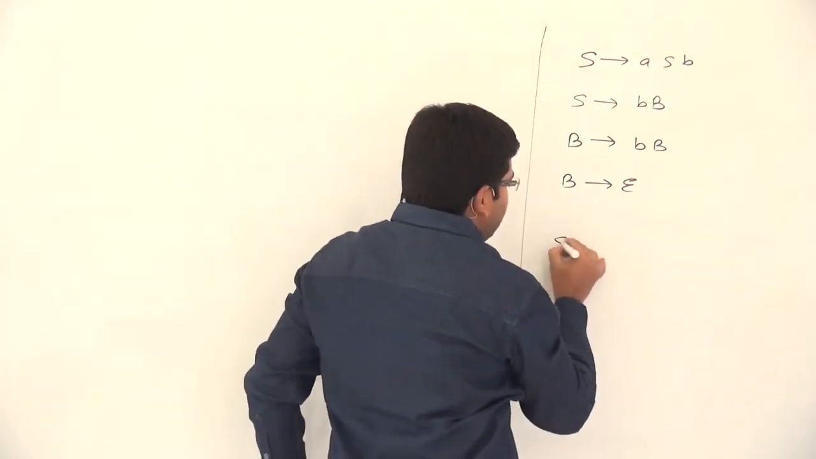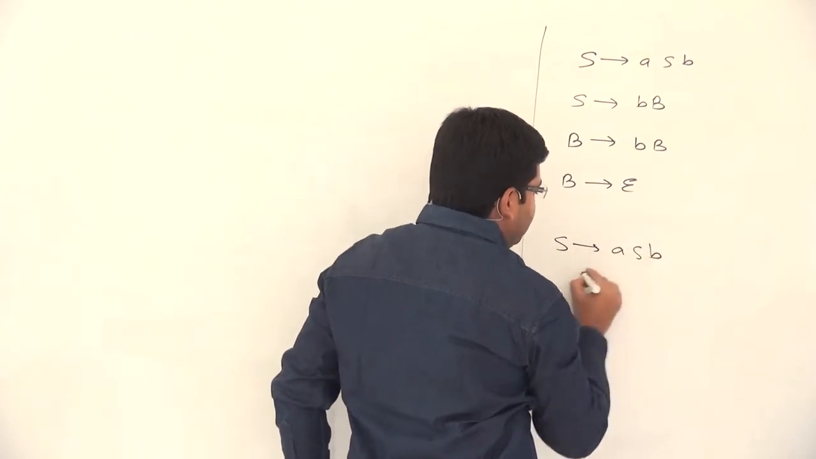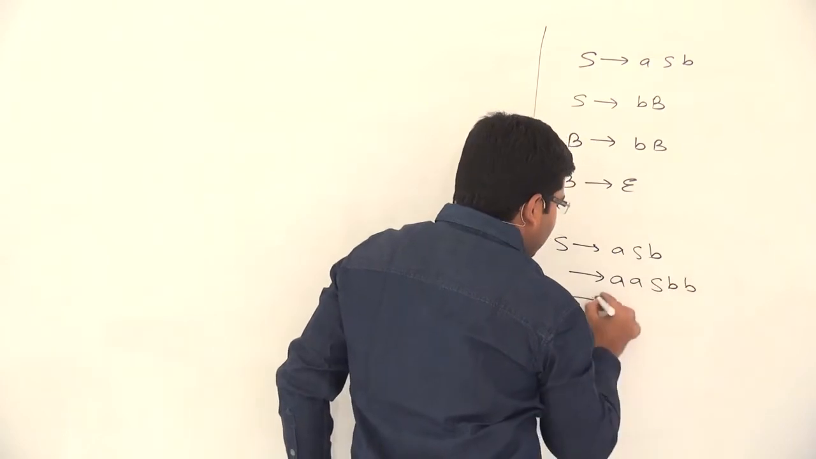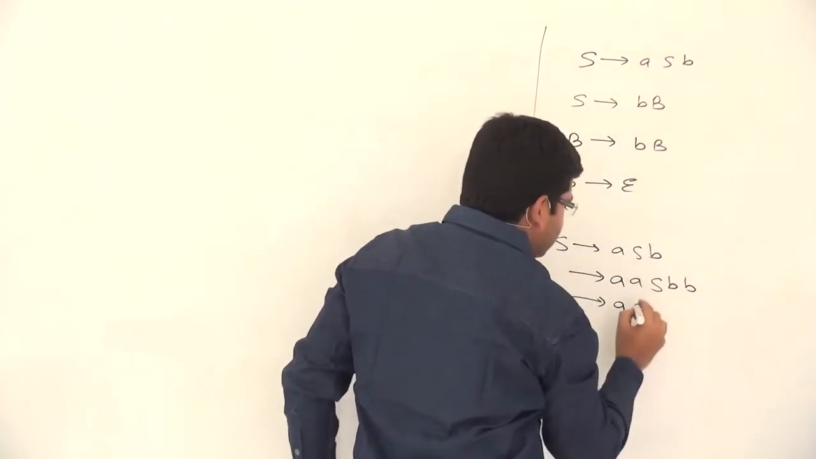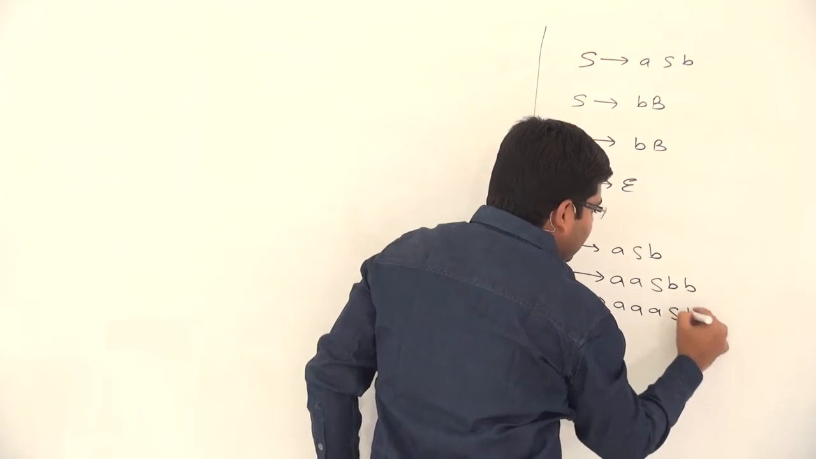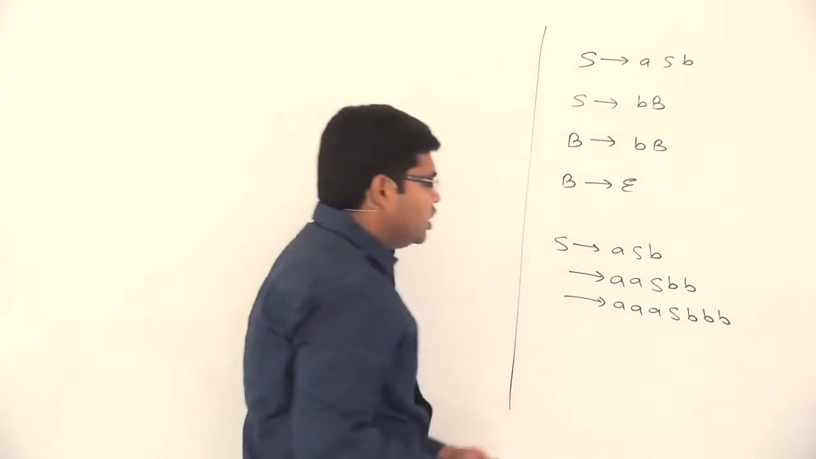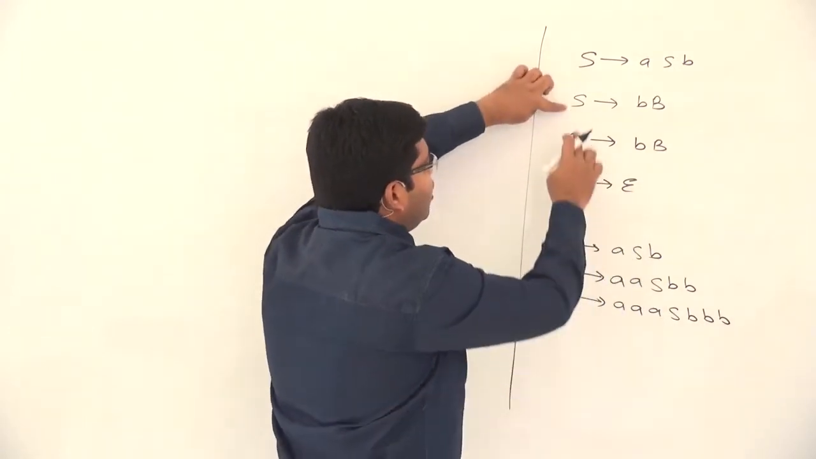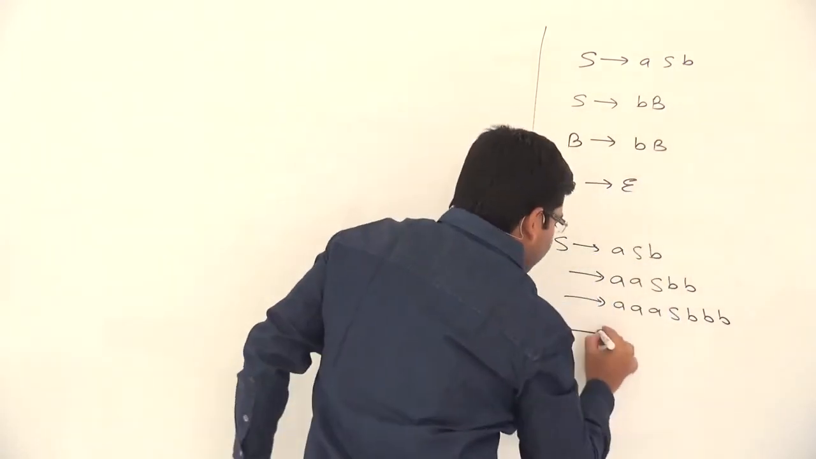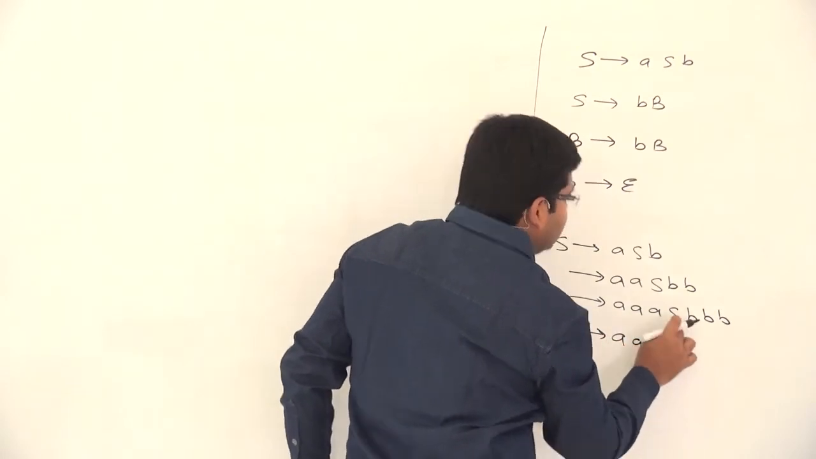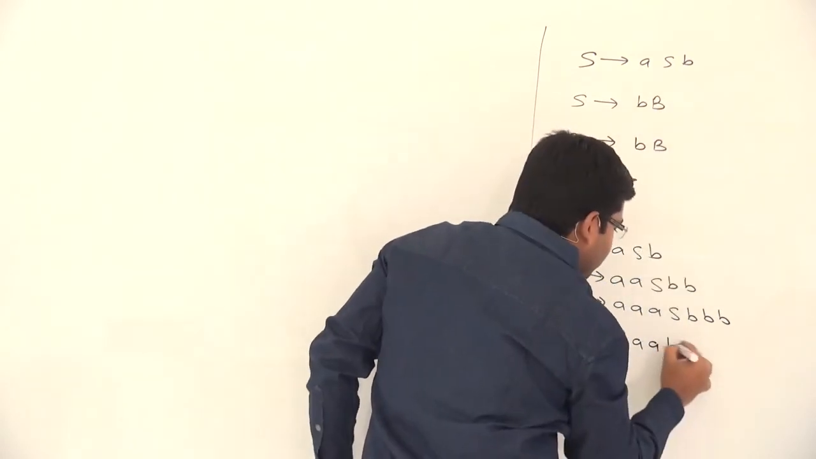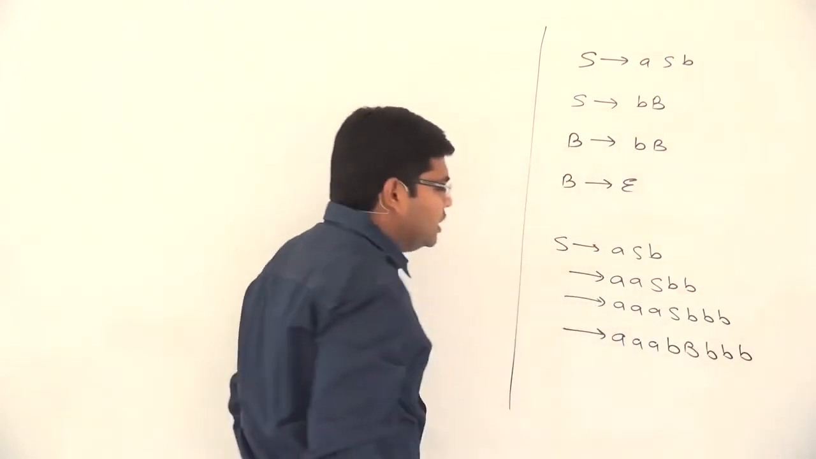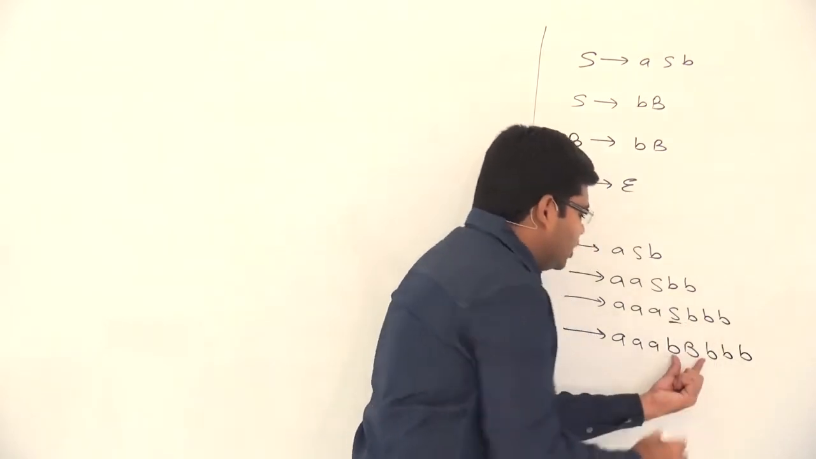It can be S produces aSb. Again you apply the S production, it will be aaSbb. Again you apply the S production, it will produce aaaSbbb. So this is an equal number of a's and b's on both sides of S. Now let us come out of this S. You need to replace S by B. Now when we do that, it will be aaa, this S will be replaced with B, so capital B, and then bbb, three b's as before. So you replace this S with B.